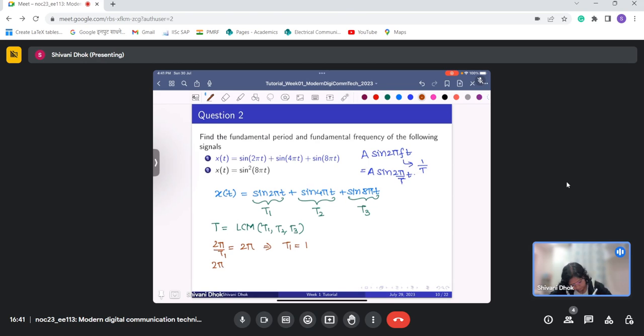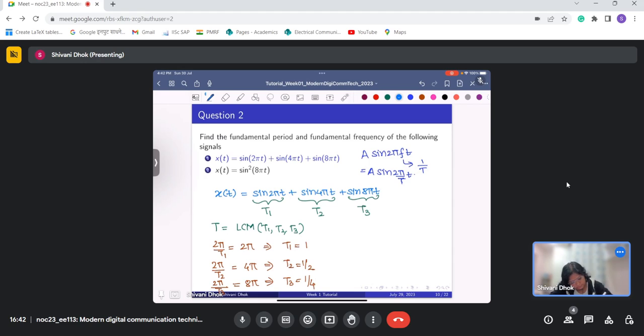Similarly, for this t2, if I set 2 pi t2 is equal to 4 pi, then it implies that my t2 is 1 by 2. Then if I look at this third part here, if I write it as 2 pi by t3 is equal to 8 pi, then it implies that my t3 is equal to 1 by 4.